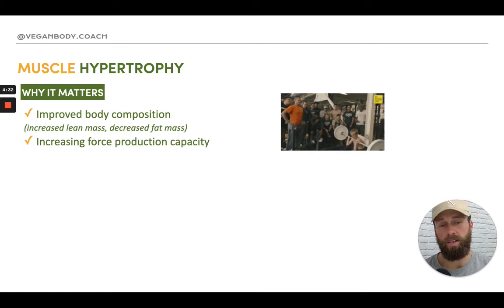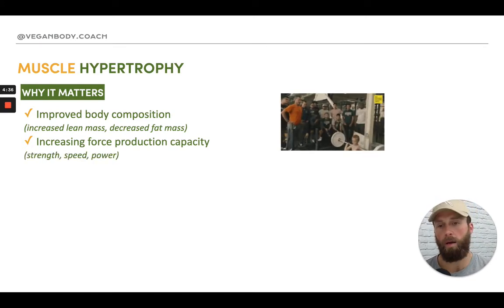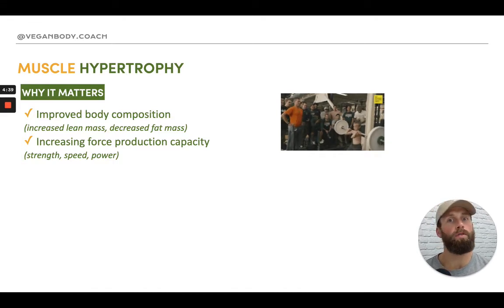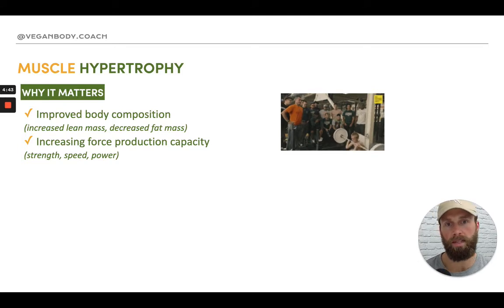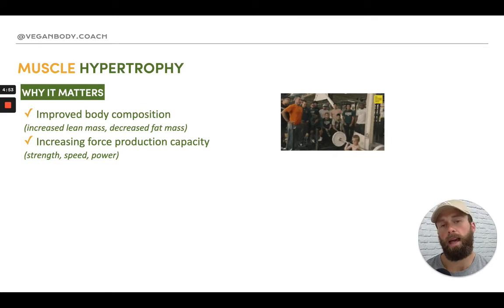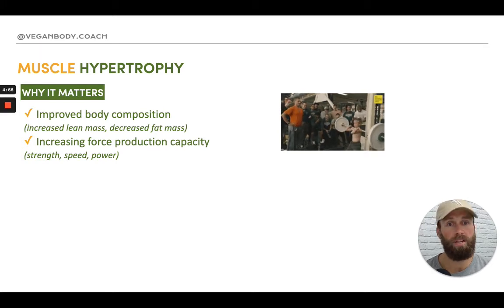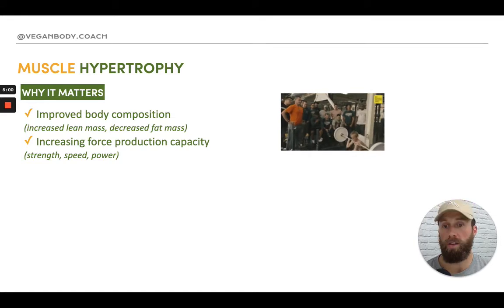Increasing force production capacity. So increasing your strength, your speed, and your power. If anyone wants to get involved in high intensity sports, high power output sports, speed sports, anything like this, you're going to need to increase your hypertrophy, your muscle mass, to be able to lift more load over time and to provide more force on whatever that metric is, whether it's a barbell or whether it's you sprinting on a football pitch.